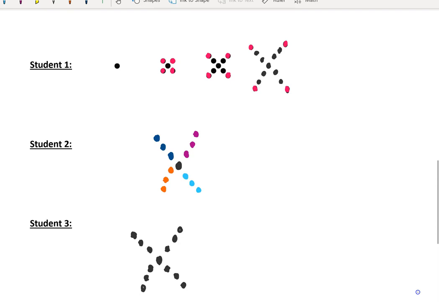You can see that represented here with student 1. Each time, student 1 is seeing the plus 4 dots being added on. And those are represented there in pink. So there's the 4 dots being added in each image. And so that's a recursive function, or a recursive way of thinking.